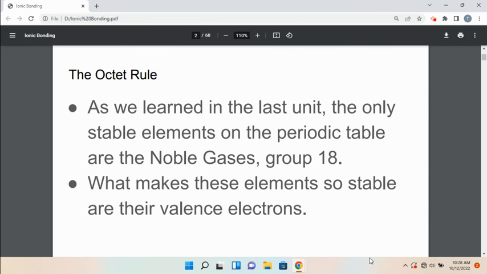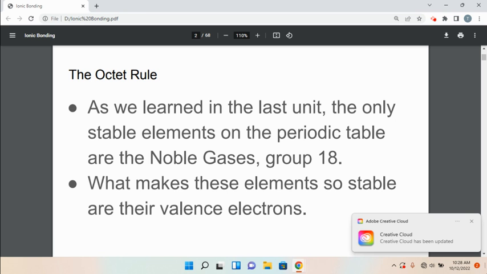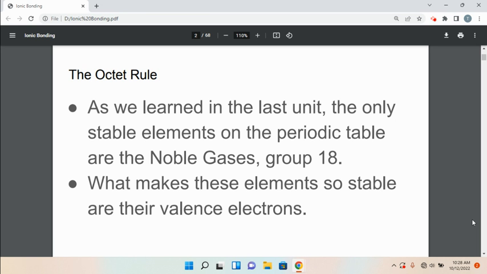In this video, we'll take a look at the octet rule. We are covering the octet rule during our unit on ionic bonding, but it's important to recognize that the octet rule does apply to all types of bonding. We will not cover it again when we get to covalent bonding. We'll only mention it. And if we do an intermolecular force unit with metallic bonding, again, I'll mention it. I won't go into any detail.